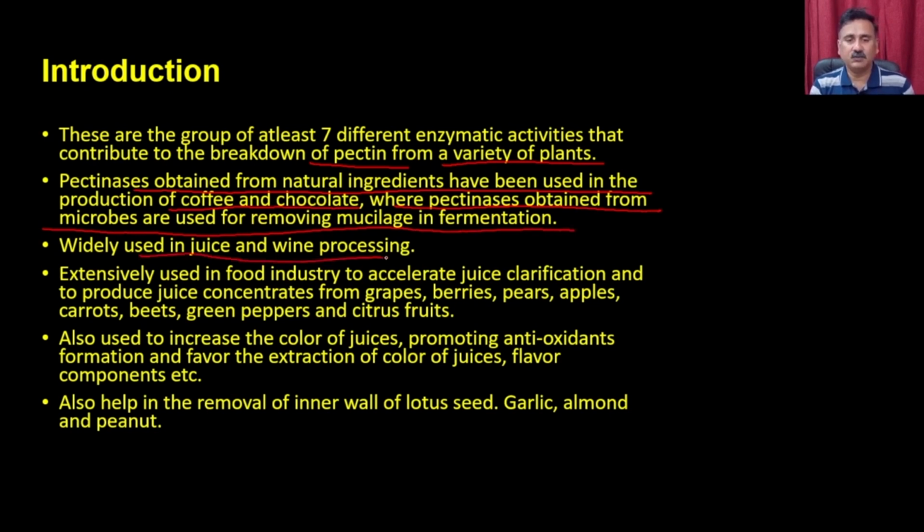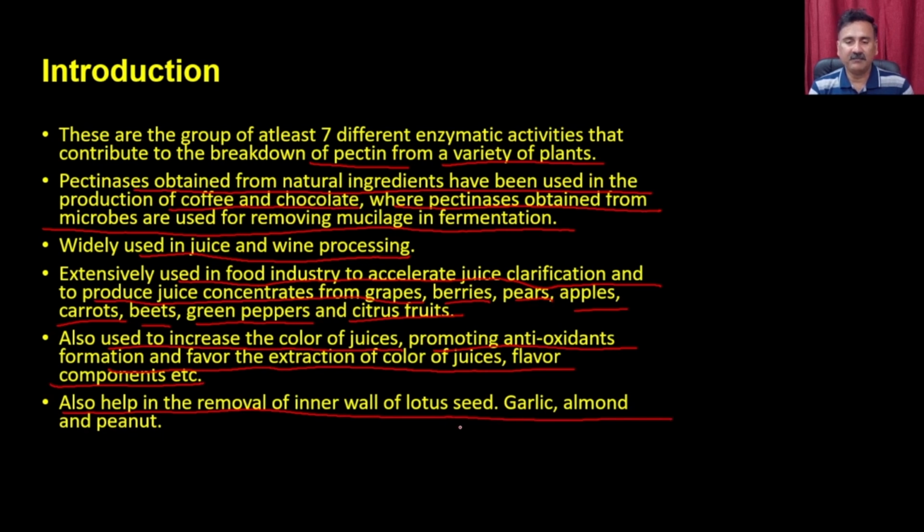It is widely used in the juice and wine industry, and extensively used in the food industry to accelerate juice clarification and to produce juice concentrate from grapes, berries, pears, apples, carrots, beets, green peppers, and citrus fruits. It's also used to increase the color of juice, promote antioxidant formation, and favor the extraction of color and flavor components. It also helps in the removal of the inner wall of lotus seed, garlic, almonds, and peanuts.